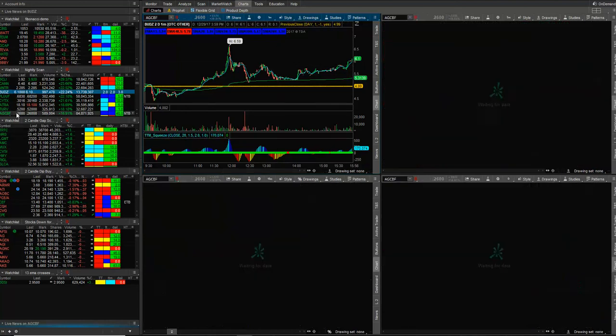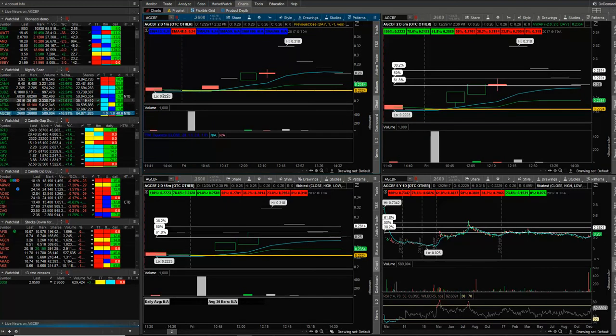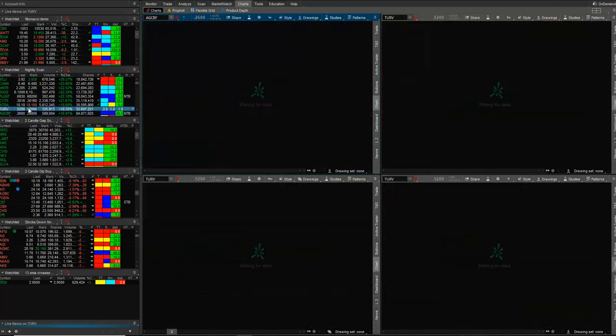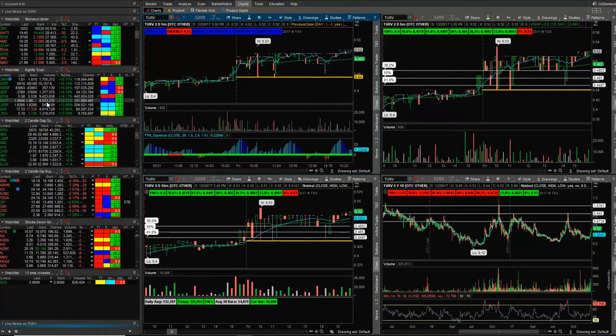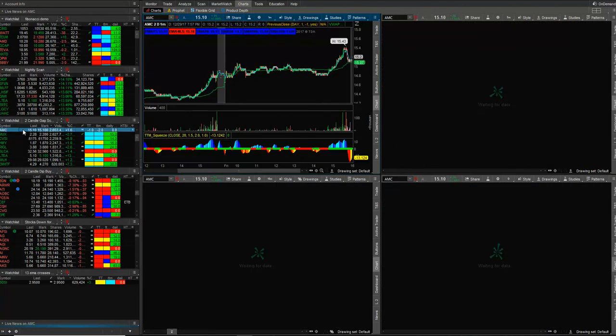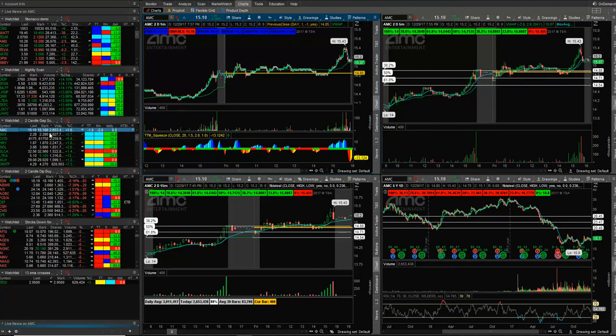Look, AGCBF is another weed stock that not a lot of people trade, but it's up. There's tons and tons of weed stocks that are moving. So you've got to do research, guys. You've got to look at the stock, look at the key support and resistance levels, and decide whether or not you want to make a trade.